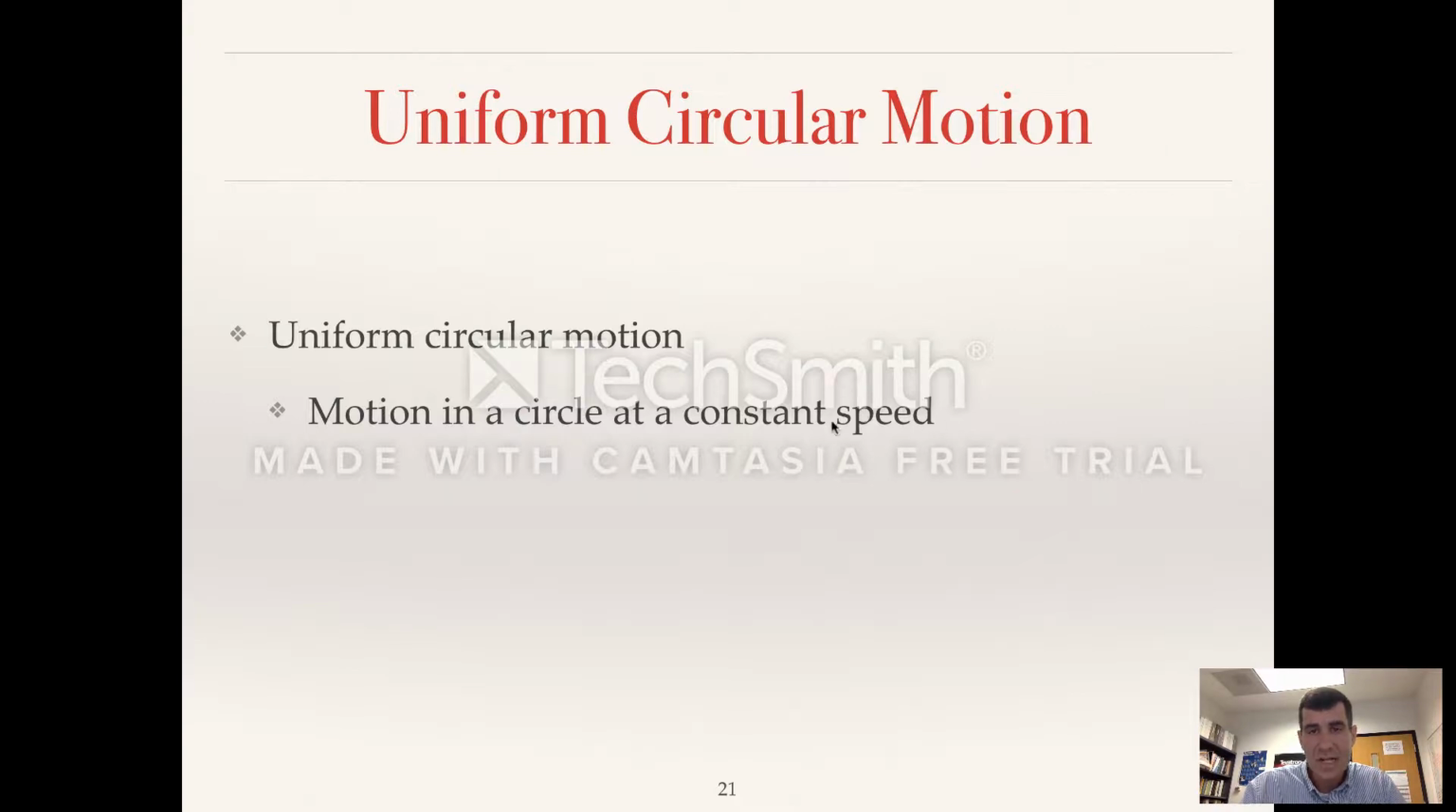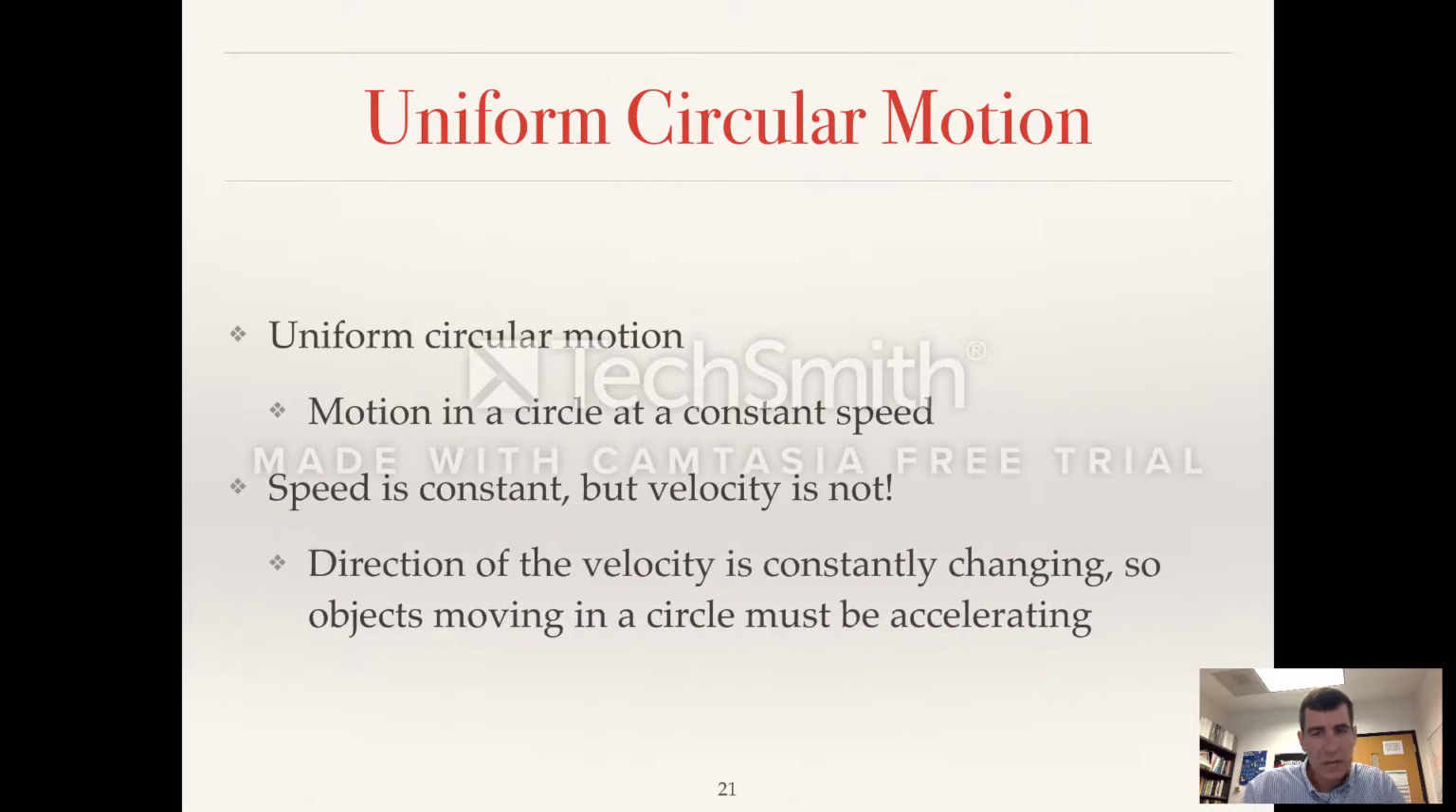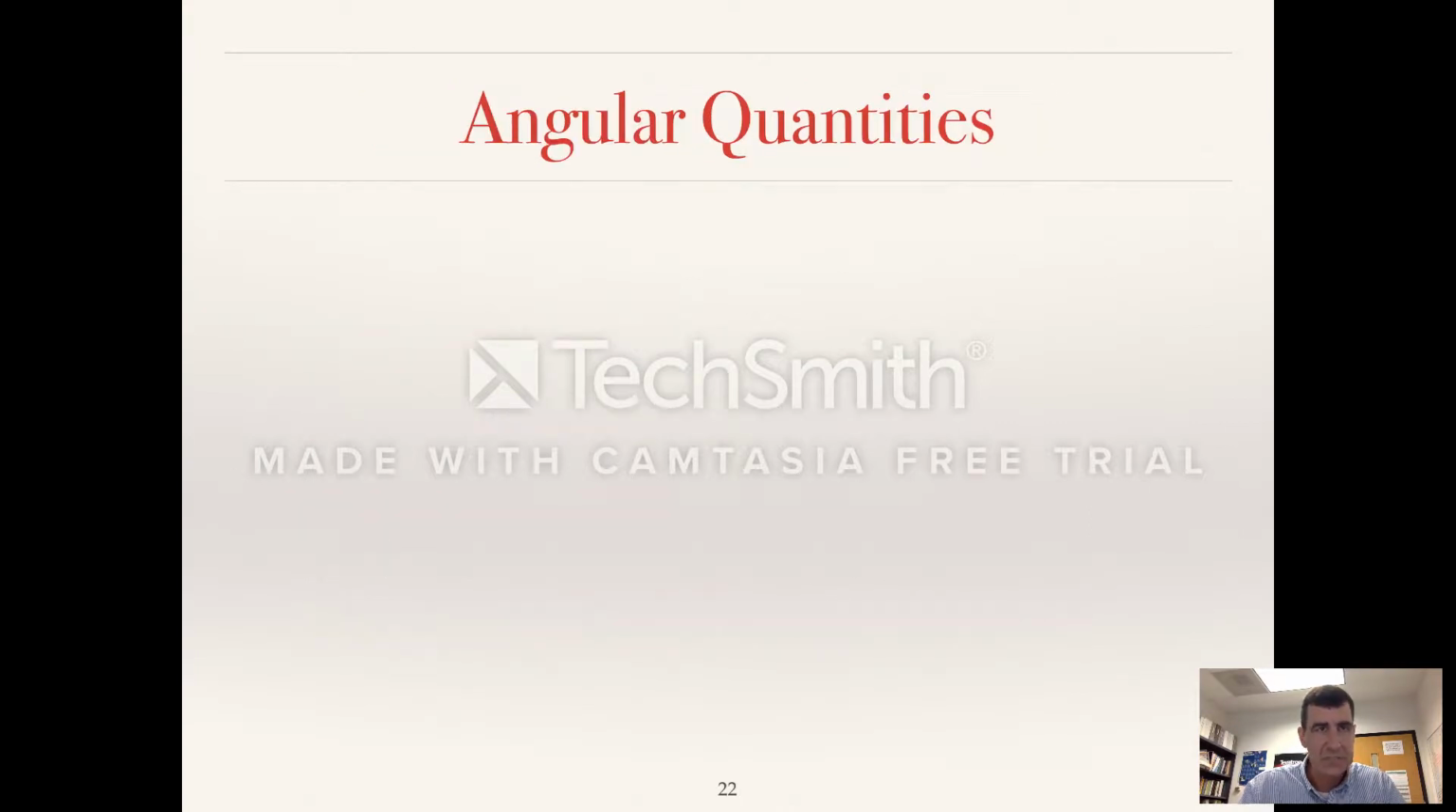Note here, this is constant speed, not constant velocity. Because as you're moving around a circle, the direction is changing, which means your velocity is changing. But here, uniform means your speed is constant. So the direction of the velocity is constantly changing for an object in uniform circular motion, so it has to be accelerating. More than that in just a second.